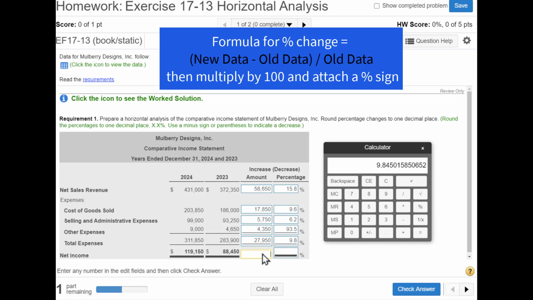And then finally our net income, 119,150 minus 88,450 gives us 30,700. So the percentage change is 30,700 divided by the old year of 88,450, multiplied by 100 to convert it to a percent, and we get 34.7%. Wow.